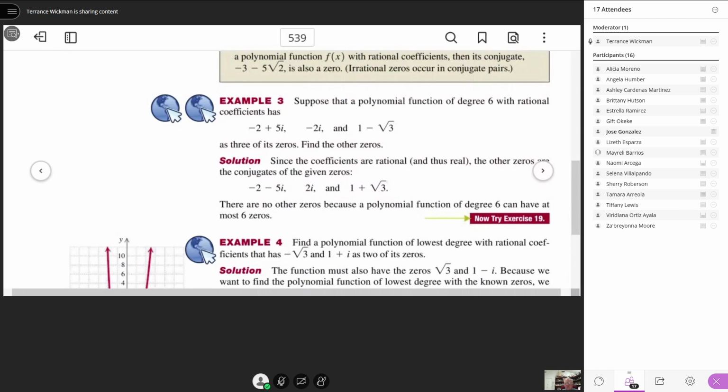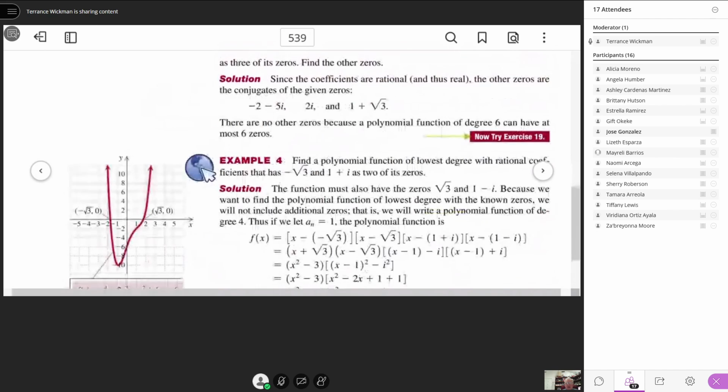The rational thing is 3 zeros. Okay, we know how to find zeros. We know if it has a -2 plus 5i, there's a -2 minus 5i, and then you have 1, 3. So we know all that. The conjugates, we know what those are. You just write the opposites. So again, the conjugate means the opposite.